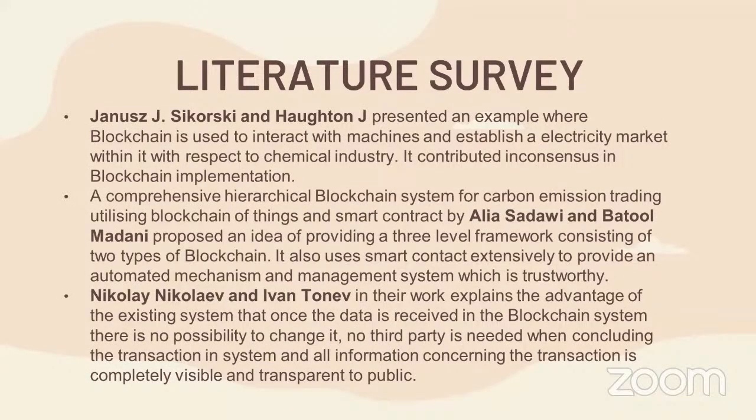These are some surveys done by Genius J, who presented an example where blockchain is used to interact with machines and establish an electricity market with respect to the chemical industry. It is contributed in consensus in blockchain implementation. A comprehensive hierarchical blockchain system of carbon emission trading utilizing blockchain of things and smart contract by Alias Wadi proposed an idea of providing a 3-level framework consisting of 2 blockchains.